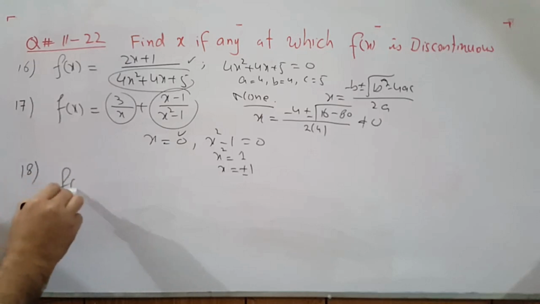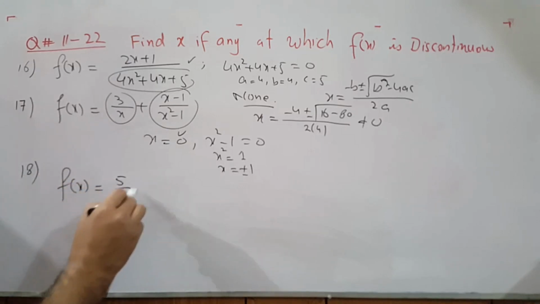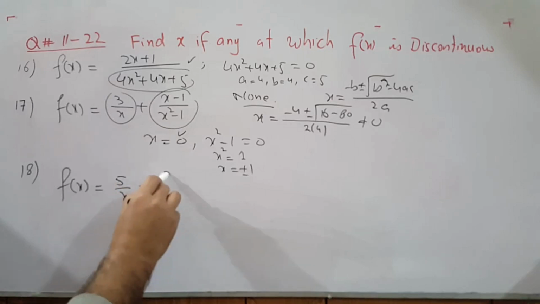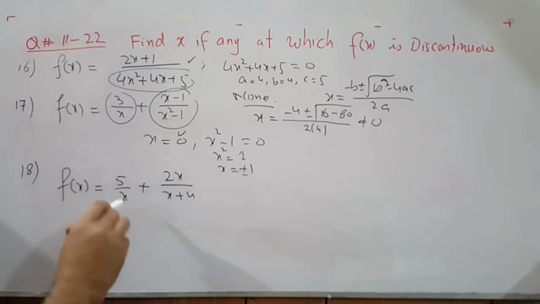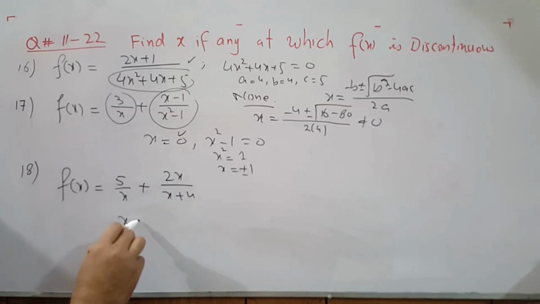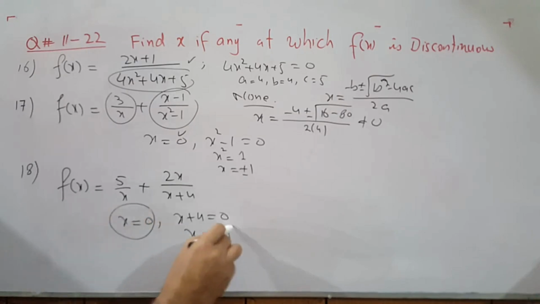If you go to question number 18, it is in a similar fashion, 5 over x and 2x divided by x plus 4. Again, where is this function discontinuous? At x is equal to 0, this is discontinuous, and x plus 4 is equal to 0, which means x is equal to minus 4. So you have these 2 points at which this function is discontinuous.